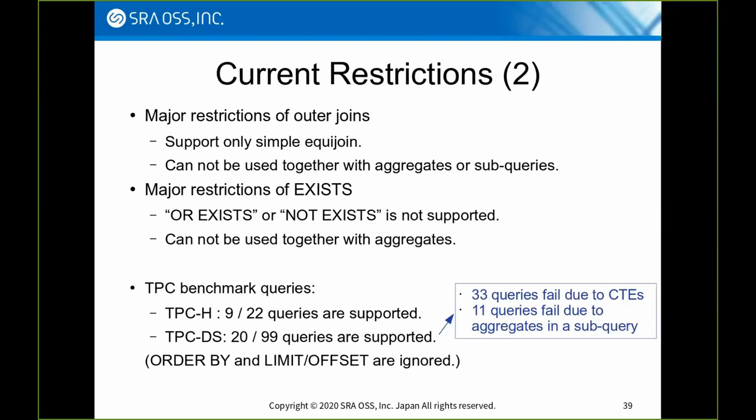We checked how many queries in the TPC benchmarks are supported. As a result, 9 of 22 TPC-H queries are supported, and 20 of 99 TPC-DS queries are supported. In both cases, order by and limit offset clauses are ignored. In TPC-DS queries, 33 queries failed due to CTEs, and 11 queries failed due to aggregate in subquery.